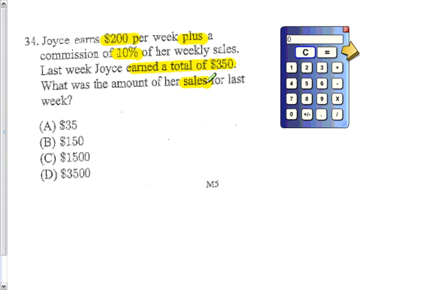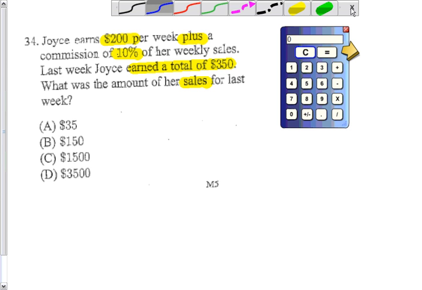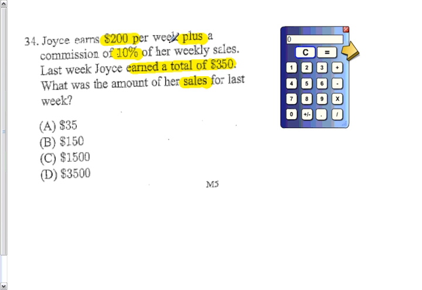We want sales, not commission. We're looking for sales for last week. Okay, so let's start to go to work on this problem here. We have $200 per week is what her base pay is, so she gets paid that regardless of her sales, and she earned 350. So we've got to determine how much did she earn in commission last week.